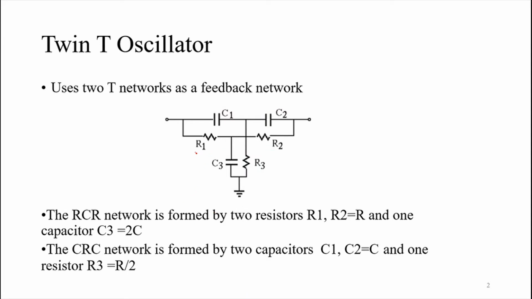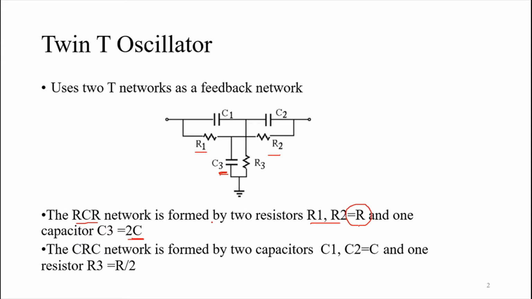So this is called the RCR network, that is this one. It is formed by resistors R1, R2 and C3. The values of R1 and R2 are taken as R, and then the value of C3, that is this one, is taken as 2C.